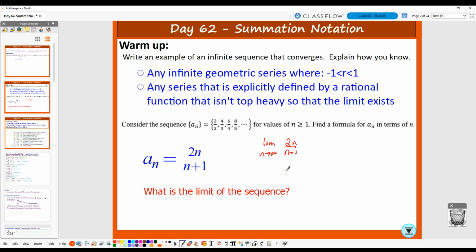And as we did at the beginning of the year, multiplying by 1 over n over 1 over n, distributing that out, we get the limit of that sequence, the infinite term. Once we finally get to the end of infinity, which yes is impossible, we would get to 2. So that's the limit of this sequence.